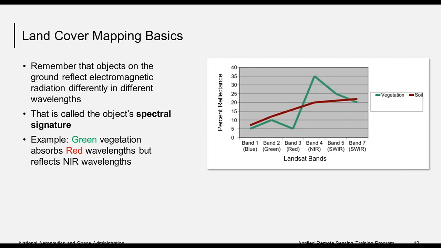Just as a refresher, all of you should have seen this kind of figure before in the intro to remote sensing. Each object on the Earth's surface has its own spectral signature. In this example, vegetation characteristically absorbs electromagnetic radiation in the red wavelengths, but reflects it in the near infrared. Soil, on the other hand, which is shown in the red line there, reflects higher radiation in the infrared wavelengths than the visible wavelengths.